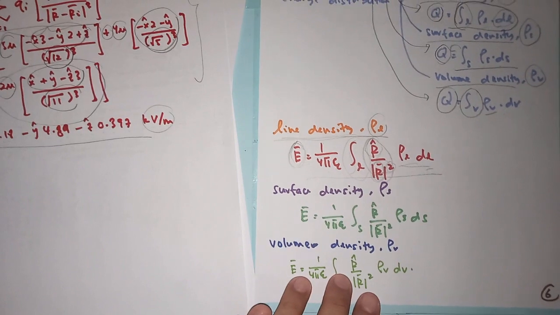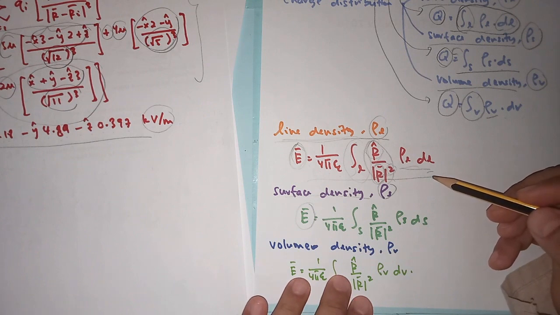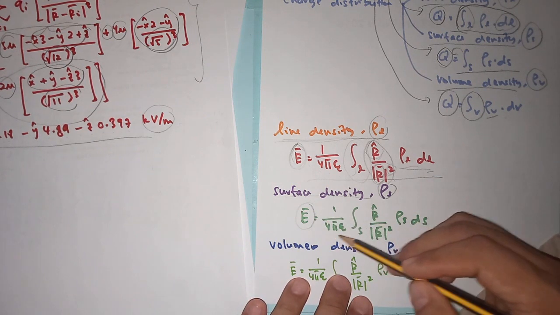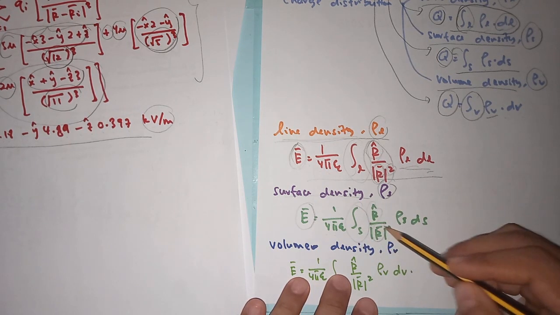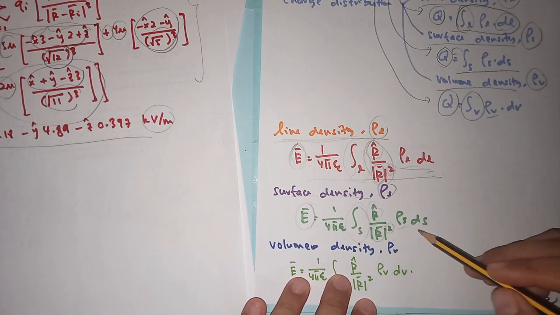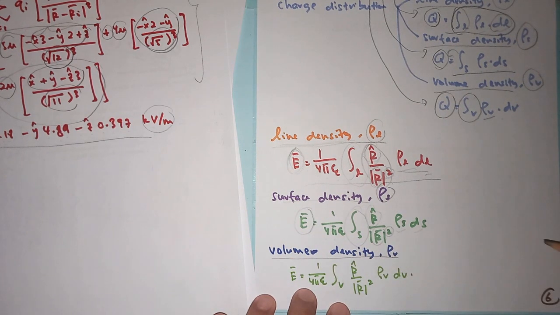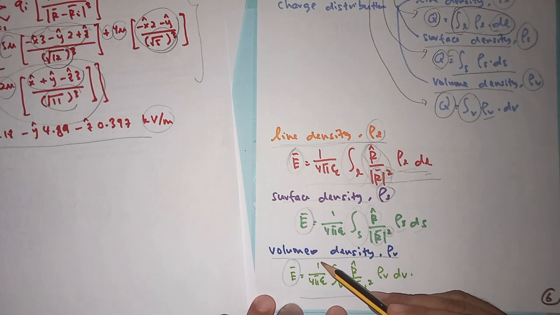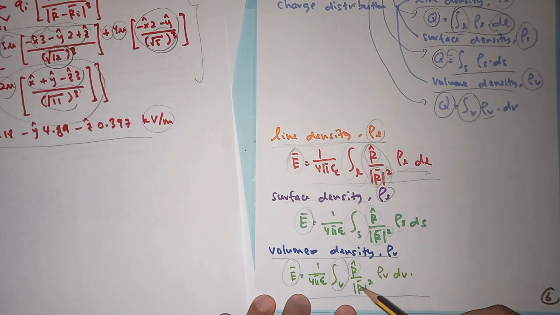Same goes if we have the charge in terms of surface density rho s. The vector of electric field intensity is given by 1 divided by 4 pi epsilon, surface integration of r cap divided by the magnitude of vector r to the power of 2, rho s dot ds. And if the charge is represented by its volume density rho v, the electric field intensity can be calculated using this expression, where vector E is equal to 1 divided by 4 pi epsilon, volume integration of r cap divided by the magnitude of vector r squared, rho v dot dv.